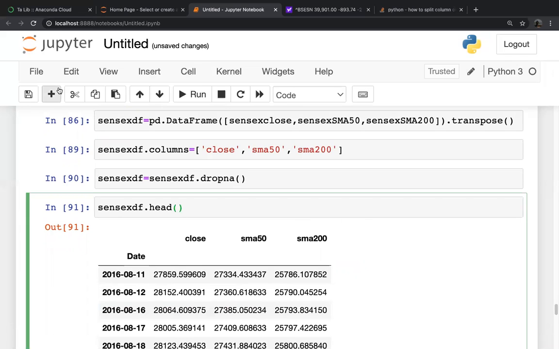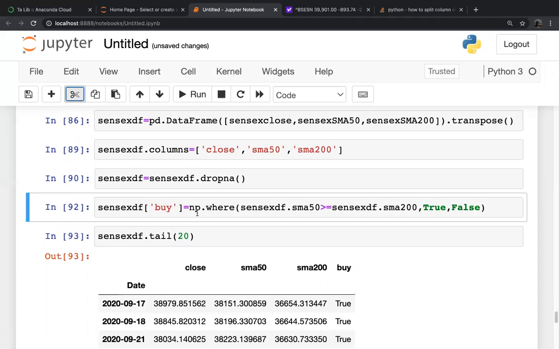Once we have dropped the NA, now we can give the argument. The argument is this: np.where Sensex df dot SMA 50 greater than or equal to Sensex df dot SMA 200. True means buy that day. Buy false means do not buy. So we have a crossover right now. We are in a position to buy or sell on Sensex. This is how we generally do it. First create a data frame. Then you can see last 20 days. From 17th September onwards, it is telling us to buy the Sensex because we are in a golden cross scenario. So this is how we have to do the analysis.